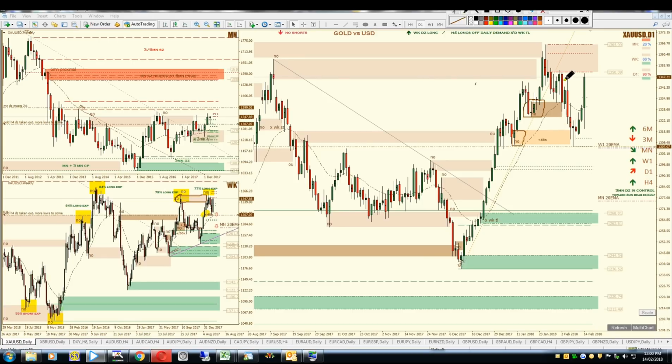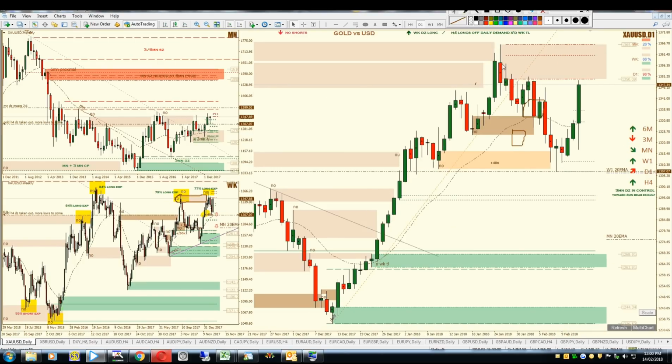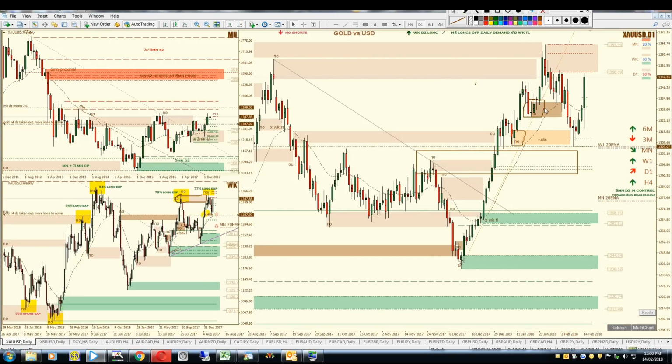Let me see here. You could actually say that this zone never even broke. Yeah, you could say that. And would that be this zone? No, let's see. No, it would have been this one here. Just checking something out here.